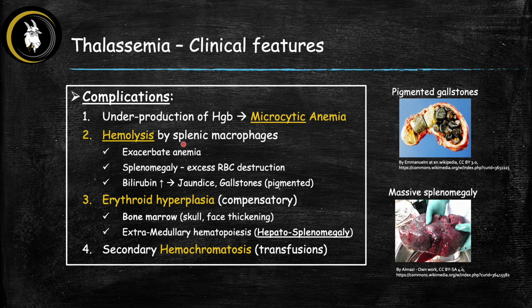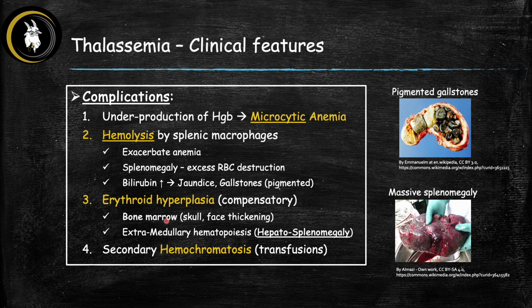Number two, because of the abnormal globin chain tetramers that can form, these can cause hemolysis of the red blood cells as they filter through the spleen, and this is going to cause three separate issues. Number one, this destruction of the red blood cells is going to further exacerbate the anemia. Number two, the spleen is also going to get congested by all the breaking down of the red blood cells, which is going to cause it to enlarge in size, and this is called splenomegaly. And then finally, there's going to be a large rise in the bilirubin because it's a byproduct of heme breakdown, and the high bilirubin levels are going to cause jaundice as well as can lead to formation of pigmented gallstones.